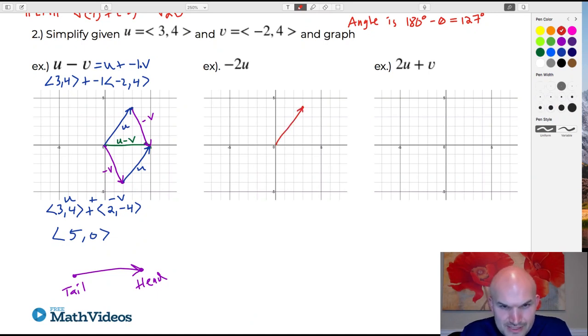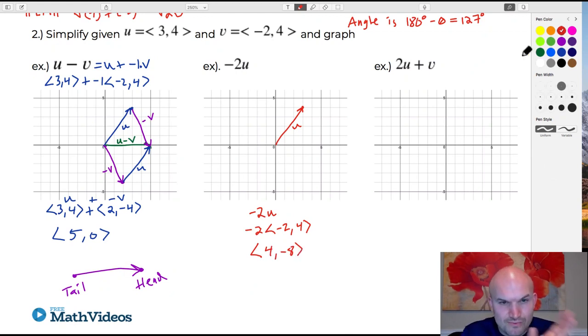Uh-oh, I'm not going to have enough space here. But there's u. All right, now that's my vector u. So if I wanted to do negative 2u, then that's going to be negative 2 times the vector negative 2 comma 4. And when you have a multiple outside a vector, you're basically just distributing that to give you 4 comma negative 8.